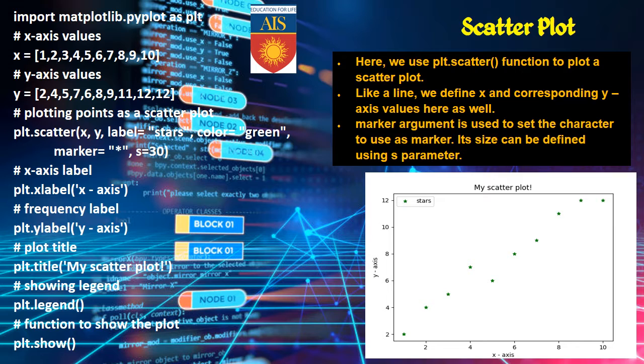Special note: here we use the plt.scatter function to plot a scatter plot. Like a line, we define x and the corresponding y axis values. Here also, as we have done before, the marker argument is used to set the character to use as a marker. Its size can be defined using the s parameter. So with the help of the s parameter, we are able to change the size of the marker. Here we can see our s value is 30. Maximum we can make it 100.